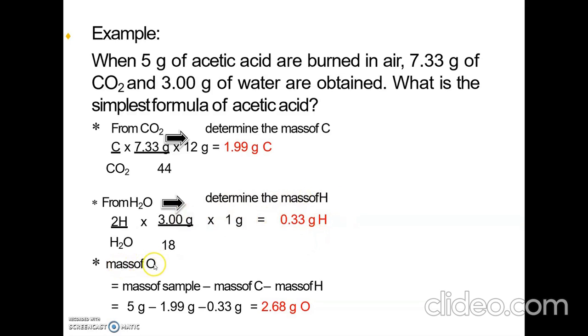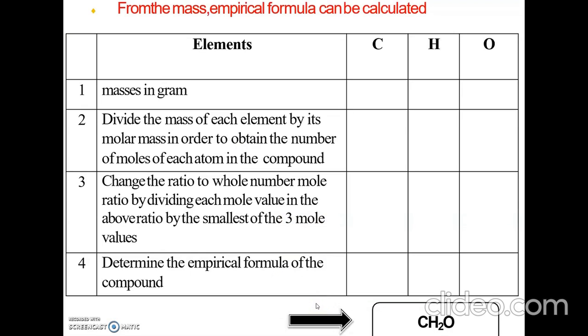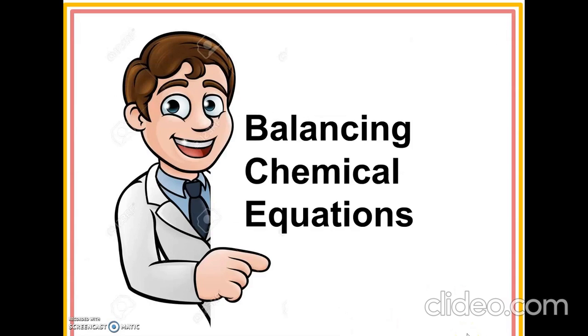So mass of oxygen, okay, mass of sample here kita tolak dengan mass of carbon dengan hydrogen yang kita dapat dari sini. So you akan dapat mass of oxygen. So from here awak masukkan balik dalam ni, you calculate the empirical formula and last you akan dapatlah empirical formulanya. Yang ni you boleh cuba sendiri. Jawapannya you akan dapat CH2O.